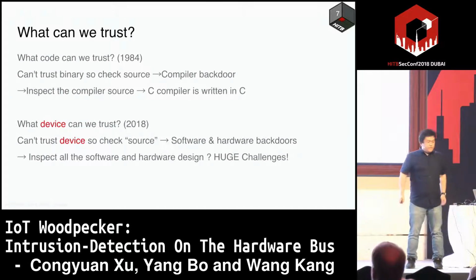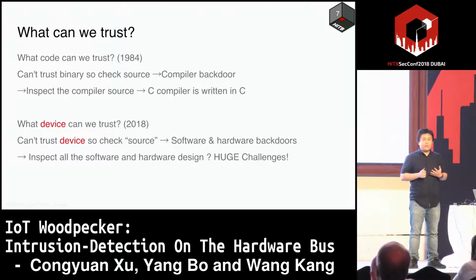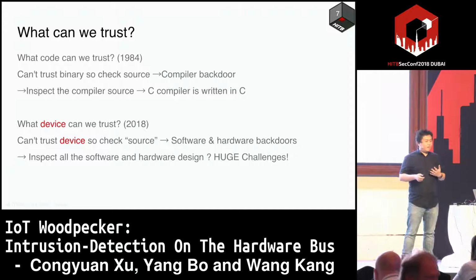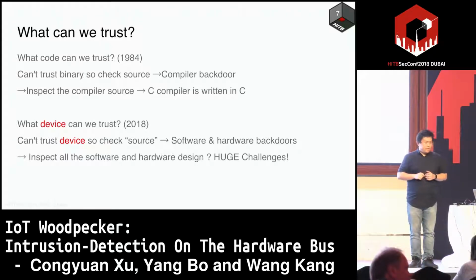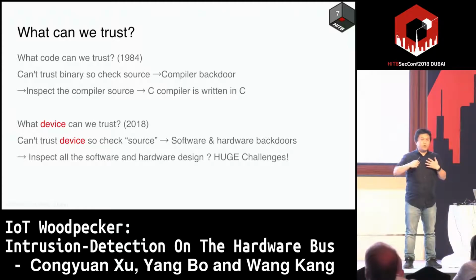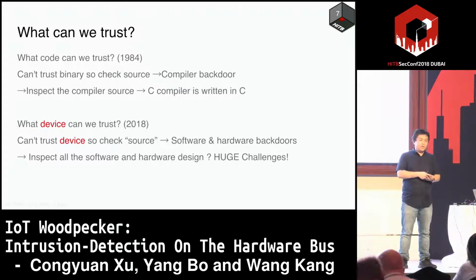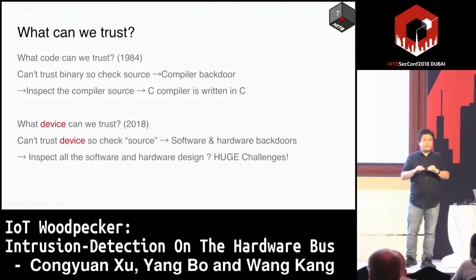Another issue is, what can we trust? Remember back in 1984, Ken Thompson, the author of the C programming language, wrote a backdoor in the C compiler in his class to show his students that you cannot trust the compiler. Each piece of code his students wrote, when compiled with the compiler, would be inserted with a backdoor. So basically, Ken Thompson wanted his students to know what we can trust and what cannot be trusted. And now, in 2018, what device can we trust? Because we have a lot of devices. We can trust the computer, or the hardware, or the chips. So we have to modify our trust level accordingly.